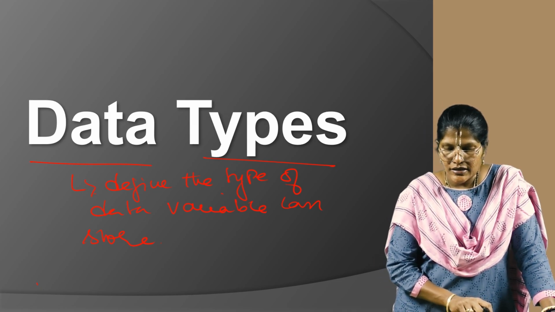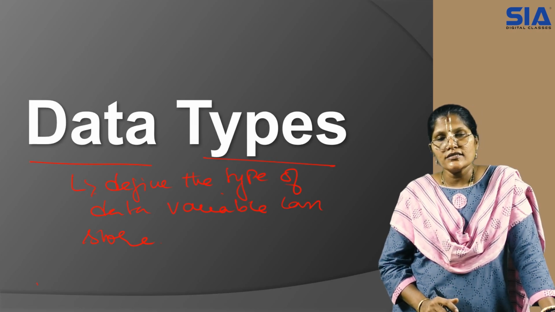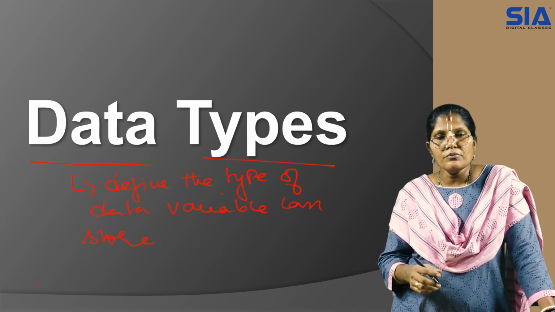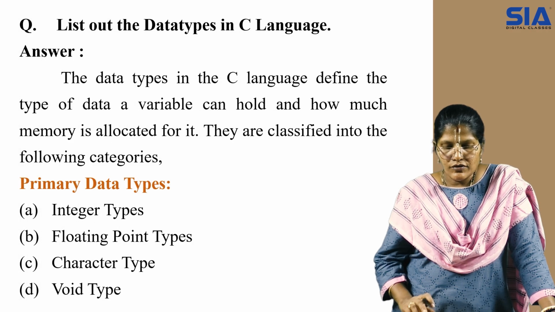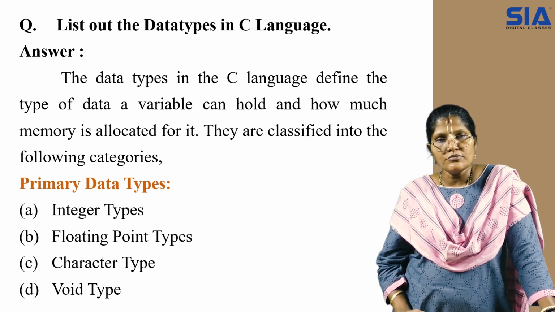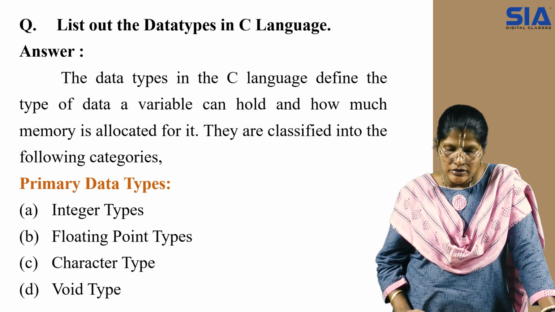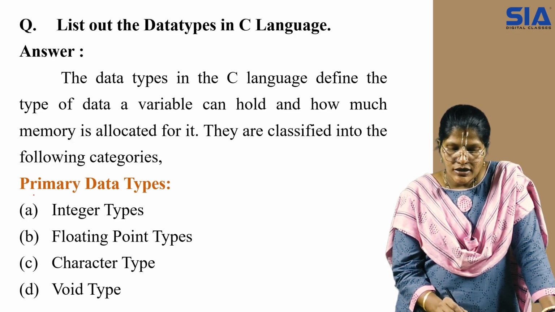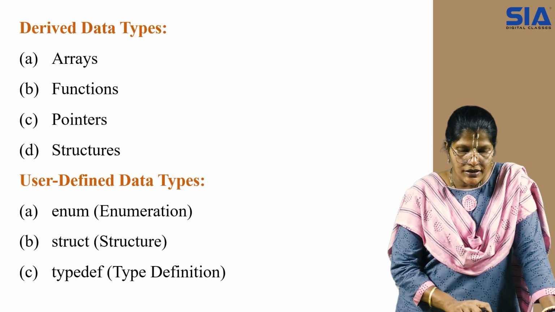Now there are different data types. As I said, a data type enables the user to identify which particular class a variable belongs to. According to the C concepts, there are primitive data types, user defined data types, and derived data types.